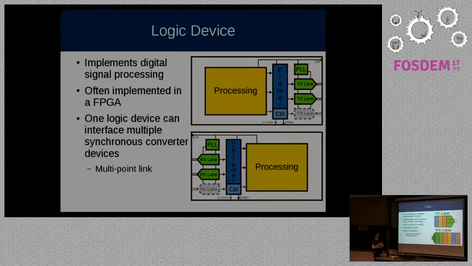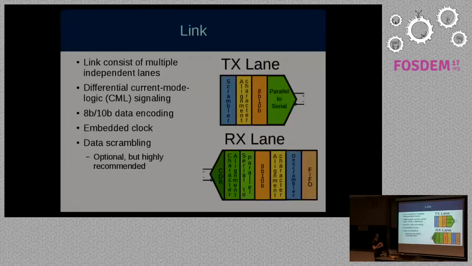Then the link. So as I already said, the link consists of multiple independent lanes, and on the physical level, you use this differential current mode logic. It's kind of like LVDS, but with a little bit more power to be able to handle the high speeds. And it has an embedded clock rather than a separate clock. This way, you no longer have to deal with clock and data matching.